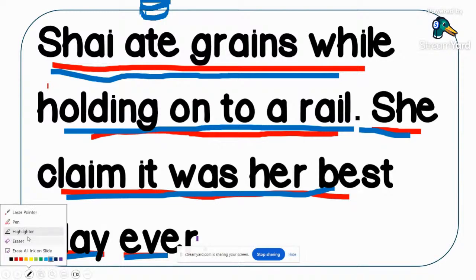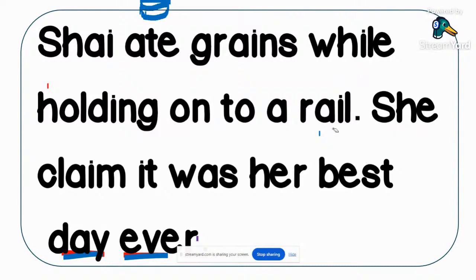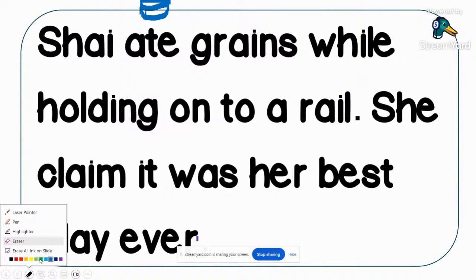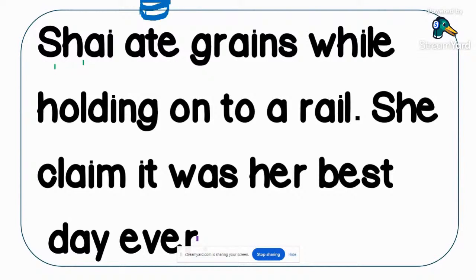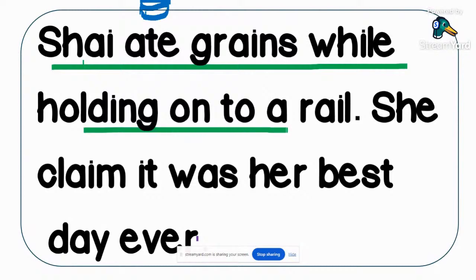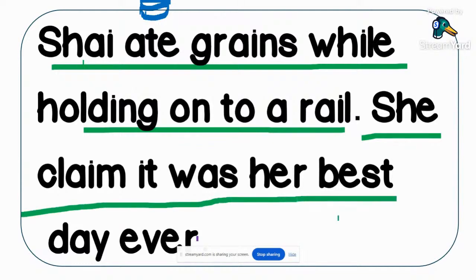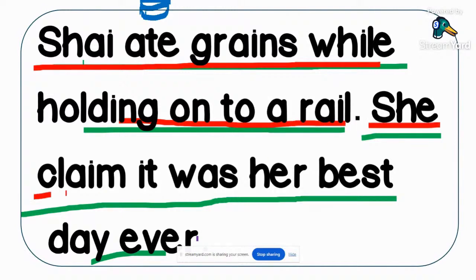All right, let's read it quickly now. Quickly. And then we'll find some words. Ready to go? Let's go. She ate greens while holding on to a rail. She claimed it was her best day ever. Good job. One more time. She ate greens while holding on to a rail. She claimed it was her best day ever.